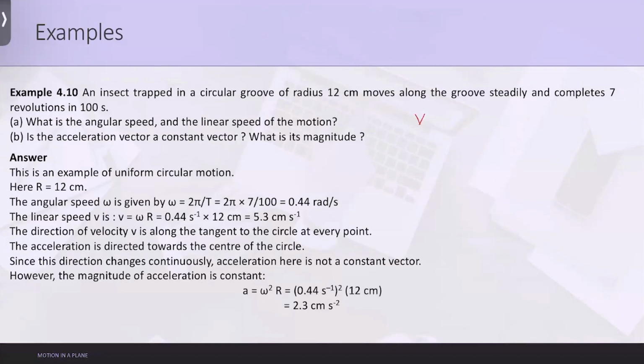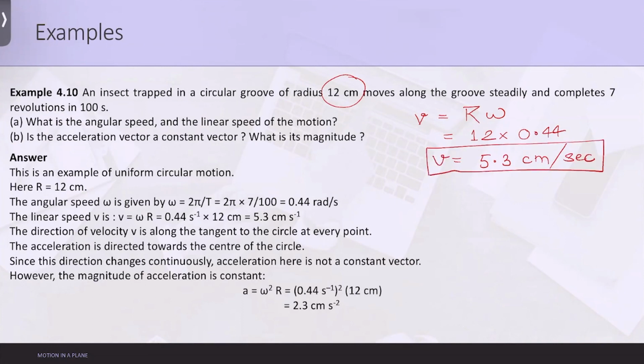Now, what is the linear speed? We know the formula for velocity. Try writing velocity with this sign and frequency with this sign, so as to reduce the confusion regarding these two representations. What is velocity? Velocity is nothing but r omega. What is the value of r? R is 12, into omega, which is 0.44. Just multiply it, you will get the answer as 5.3. What will be the unit? Because the unit of radius was in centimeters, the velocity will also be in centimeters per second. So velocity is 5.3 centimeter per second, and previously we obtained omega as 0.44 radians per second. So we obtained the answer to the first question: the angular speed and the linear speed of the motion.